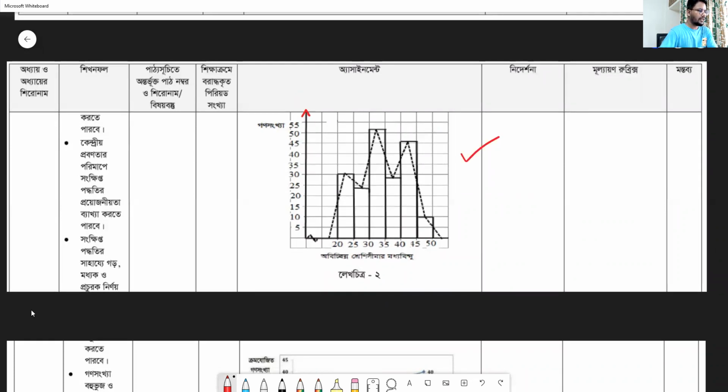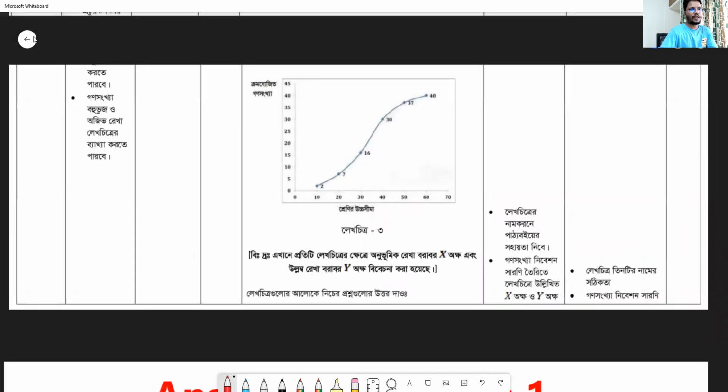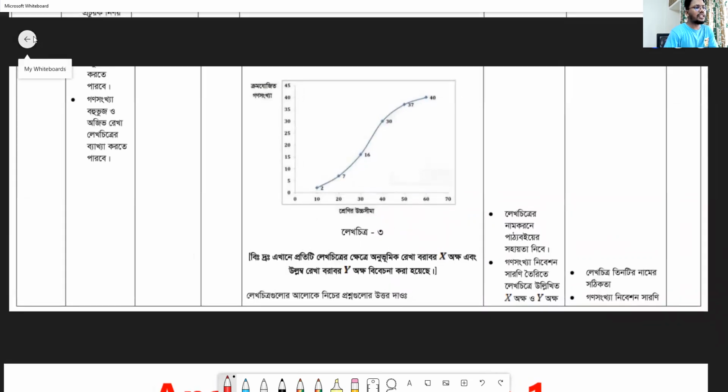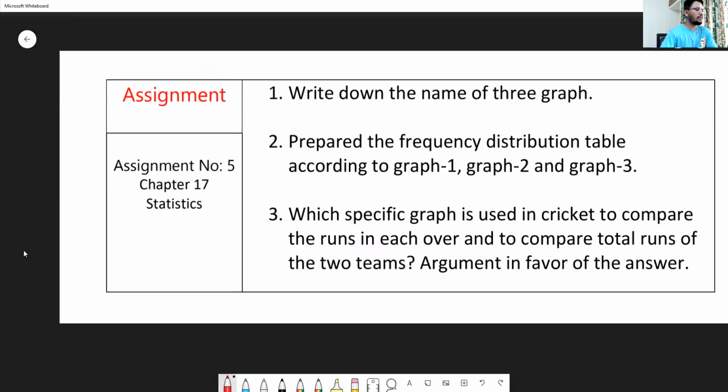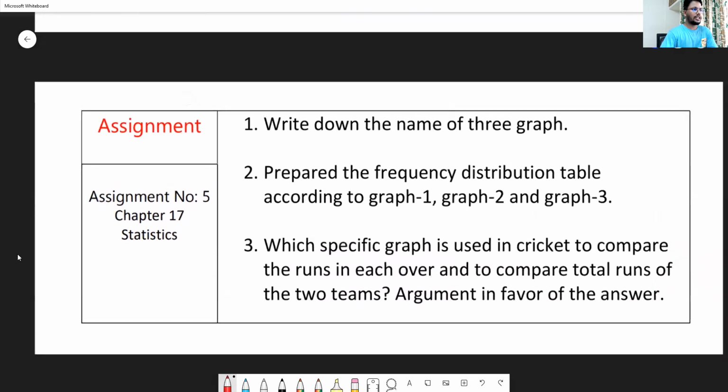And the next graph, here we have to explain the third graph. This graph is the cumulative frequency graph, graph number 3. The x-axis is the horizontal line and the y-axis is the vertical line. According to these 3 graphs, we have to answer 3 different questions. The first question is to write down the name of the 3 graphs. And the second question is to prepare the frequency distribution table according to graph 1, graph 2, and graph 3.